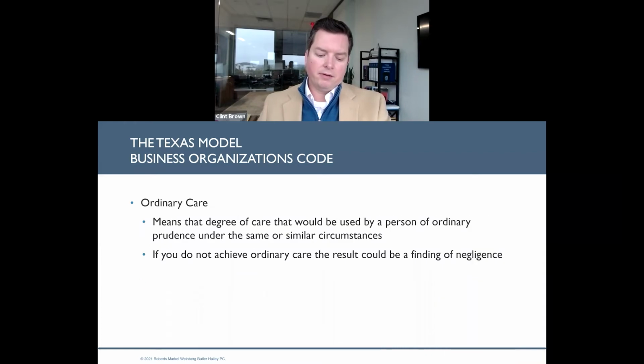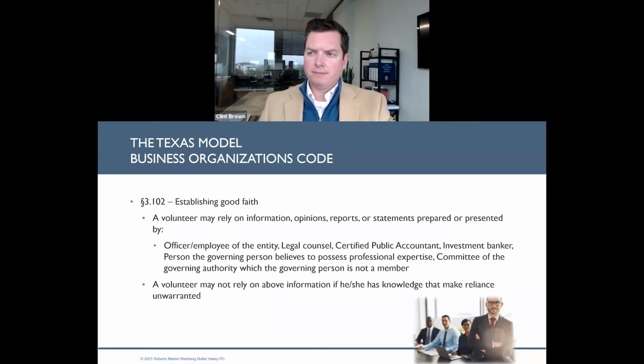Now, here is the exception. If we can go back a slide. Here's the exception. A volunteer may not rely on the above information, the advice of an expert, if he or she has knowledge that makes the reliance unwarranted. So if you know or should have known that you shouldn't be relying on this expert opinion, well, then you don't get to rely on this statute. So let's use attorneys. This is an easy one.